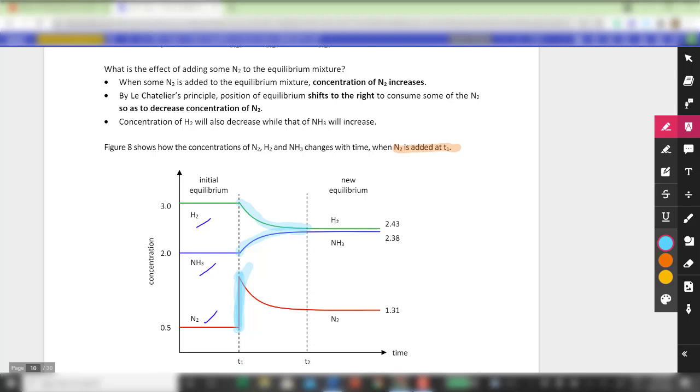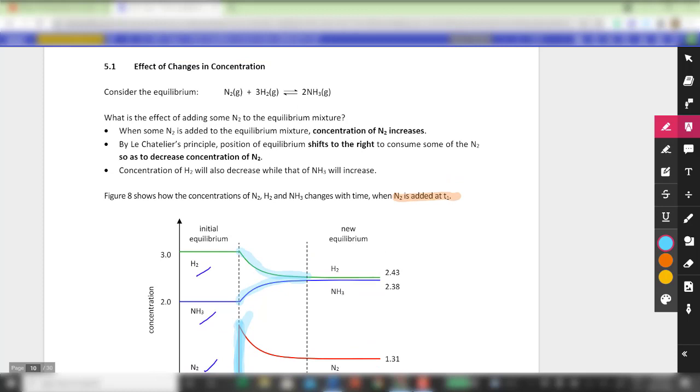Again, the introduction of nitrogen is considered a stress or a change to the system. When I introduce nitrogen, the system is no longer at equilibrium. So in order to re-establish the equilibrium, I need to reduce that change.